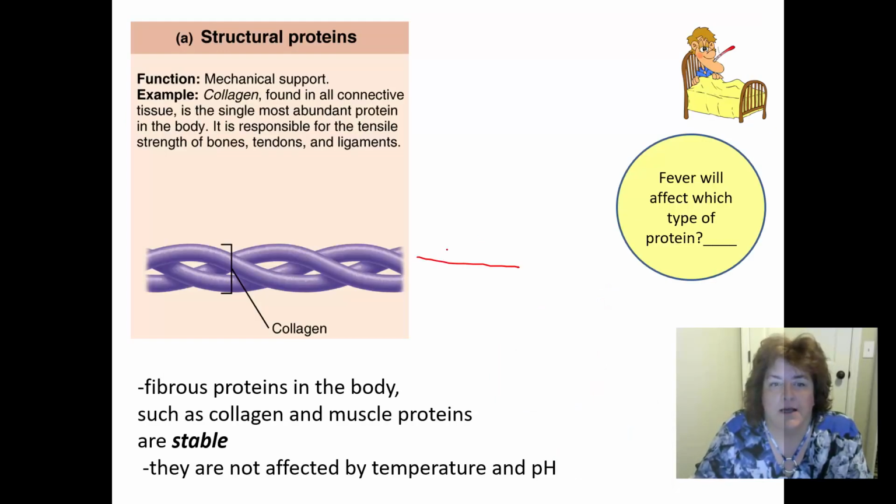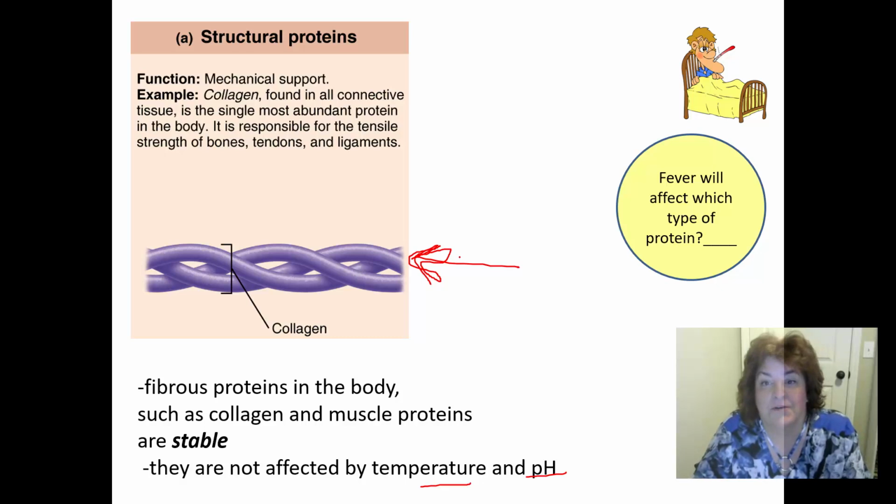Now, back to this. A very important type of protein in the body are structural, and they're fibrous, and they are not affected by temperature or pH. They're stable. So if you have a high fever, your bones don't melt, right? Okay, so fever is affecting the globular type proteins.